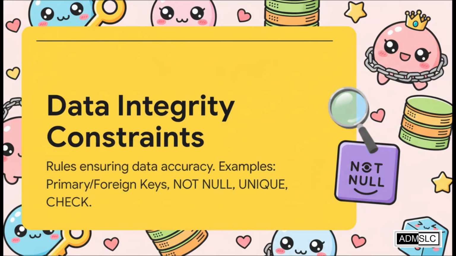And these constraints, they are the absolute heart and soul of a good database. Things like primary keys, foreign keys, making sure a field is not null. They're not just suggestions. They are the essential rules that guarantee your data is accurate and reliable. They make your whole system work the way it's supposed to.